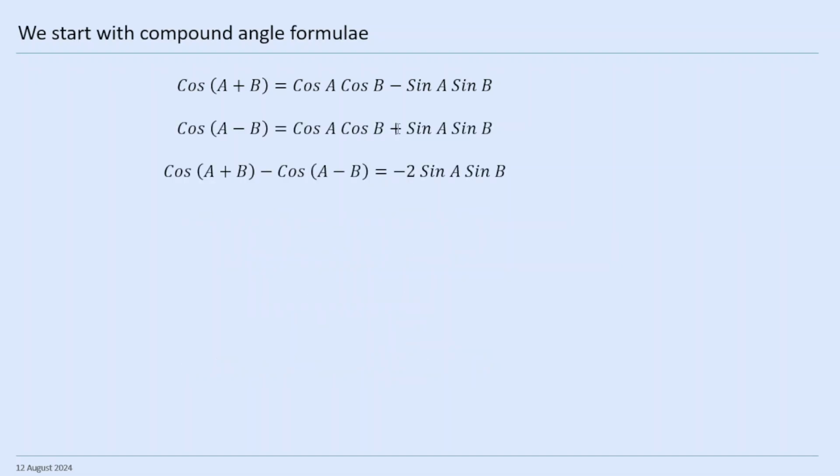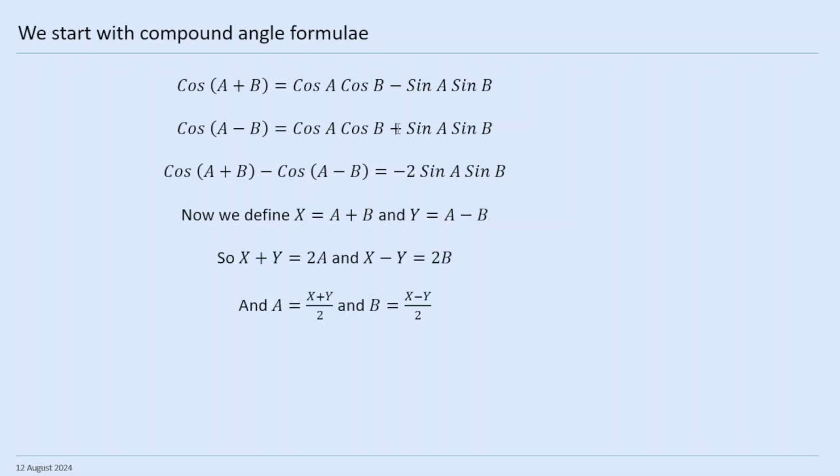Similar approach for the formula with a minus sign in the middle. So when we subtract these two, the first terms cancel, cos a cos b, and you end up with minus sin a sin b minus sin a sin b, which is minus 2 sin (x plus y)/2 sin (x minus y)/2, because a is (x plus y)/2 and b is (x minus y)/2.